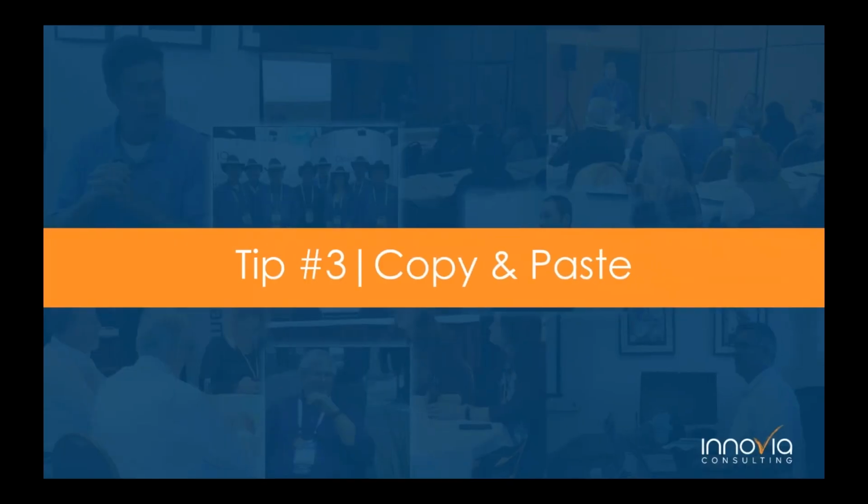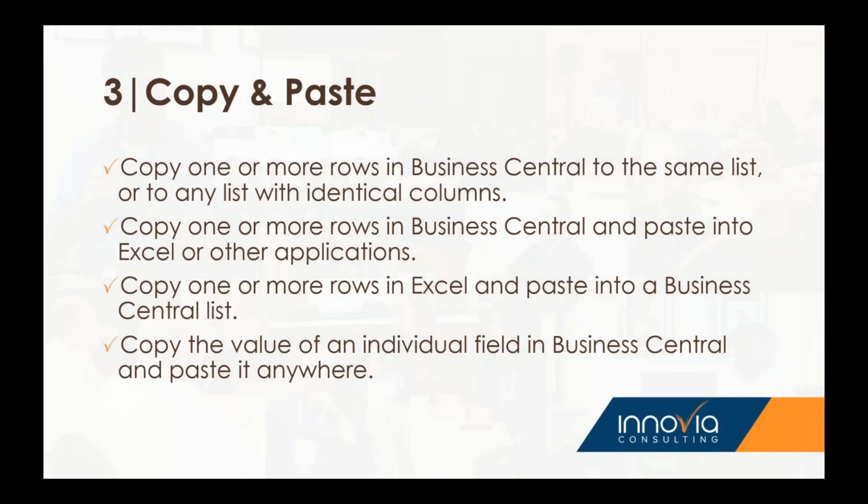Tip number 3 is copy and paste. With copy and paste, you can copy 1 or more rows in Business Central to the same list or to any list with identical columns. This is extremely useful when you're creating journals. You can copy 1 or more rows in Business Central and paste it into Excel or another application. You can copy 1 or more rows in Excel and paste it into a Business Central list. You can copy the value of an individual field in Business Central and paste it anywhere. So copy and paste in Business Central.